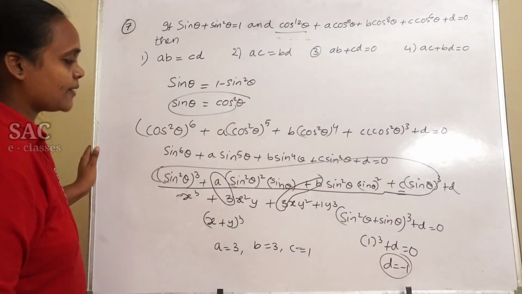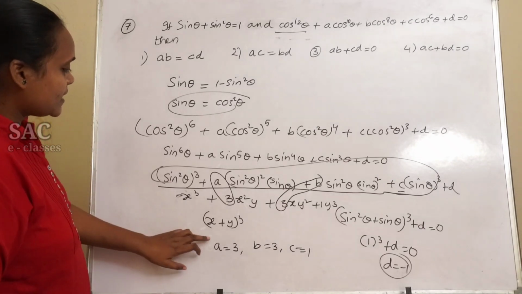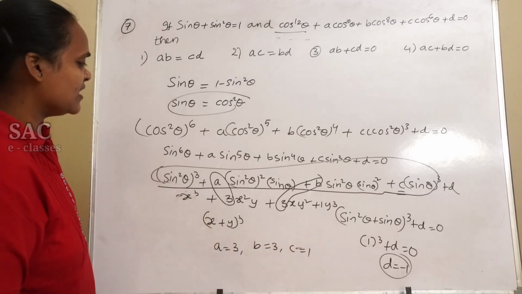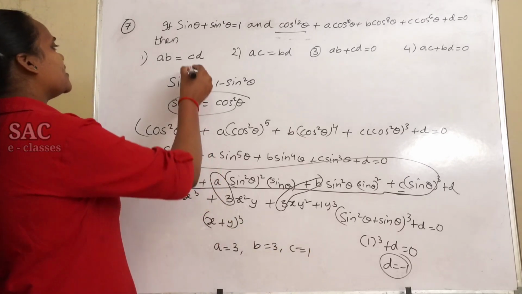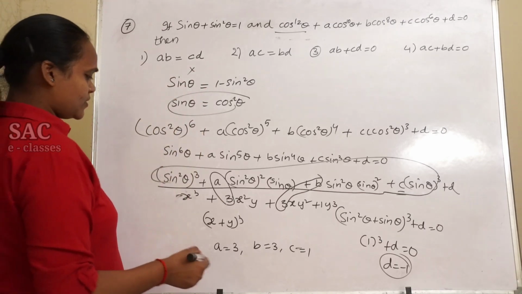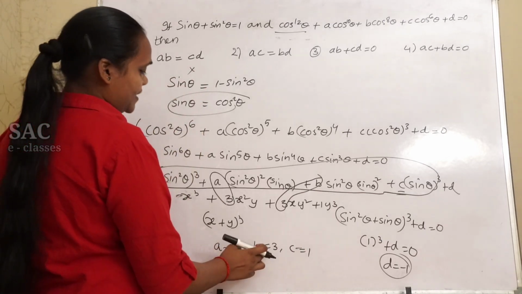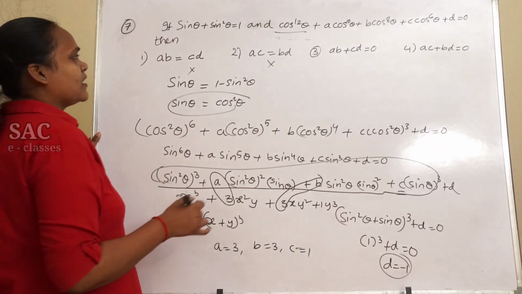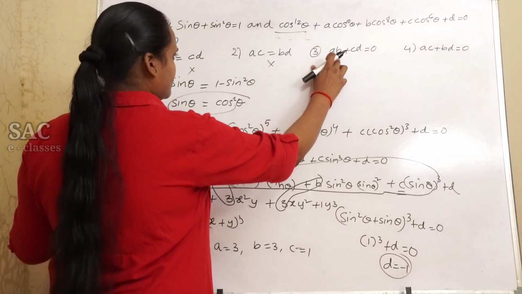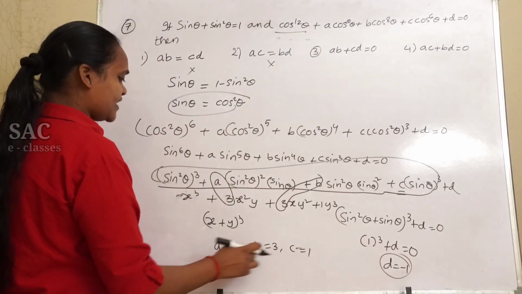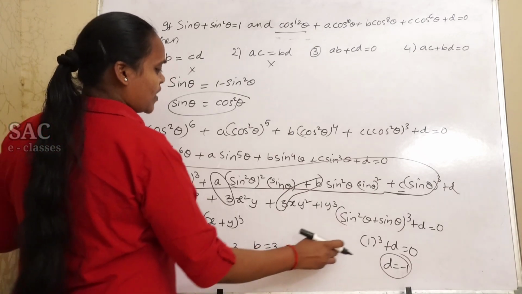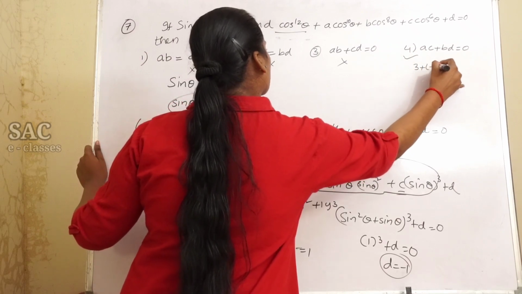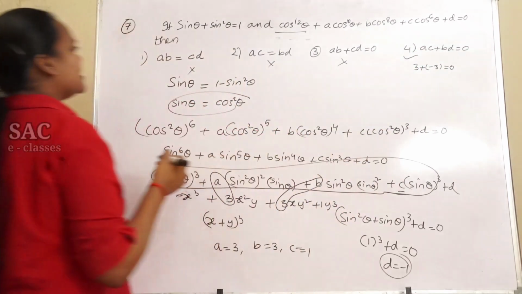Now let's verify the options which are given. A into b, 9 is equal to c into d. That means 9 equal to minus 1. No, option 1 is wrong. A into c, 3 into 1, 3. B into d, 3 into minus 1, it's minus 3. No, plus 3 and minus 3 cannot be equal. Now a into b, 3 into 3, 9, minus 1 into 1. No. Then option 4, 3 plus minus 3 gives you 0.